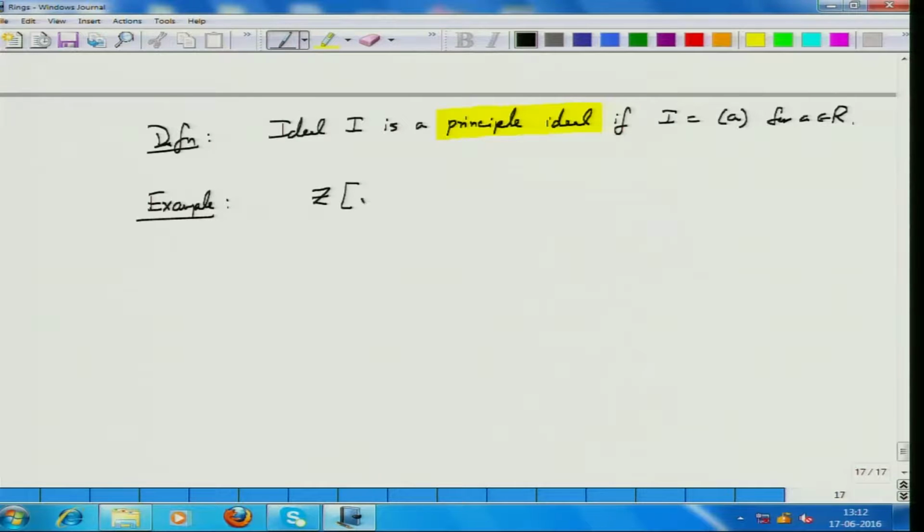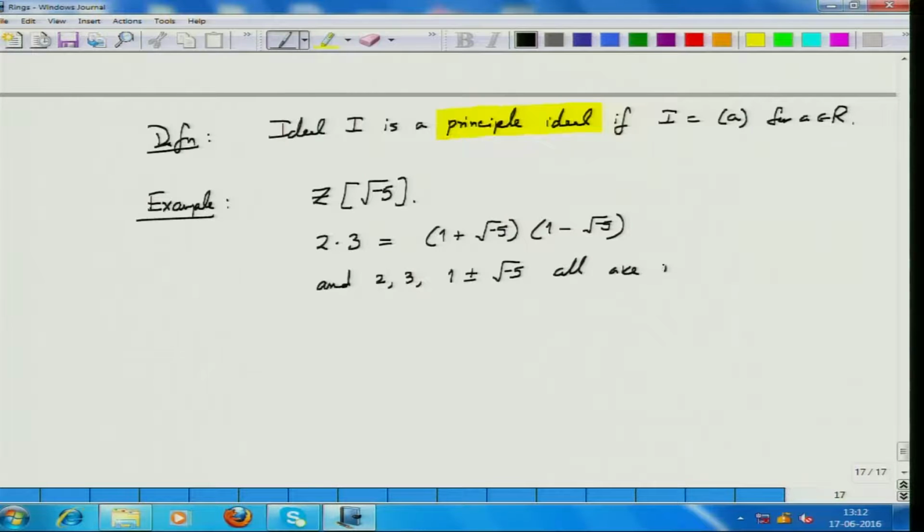The ring Z[square root of minus 5]. In this ring, we had 2 times 3 equals 1 plus square root of minus 5 times 1 minus square root of minus 5, right? And 2, 3, 1 plus square root of minus 5 and 1 minus square root of minus 5 all are irreducible. We have seen this. I think I have not given a proof that these are irreducible elements, but I did ask you to work this out. And using the notion of norms, you can very easily show that all of these elements are irreducible.